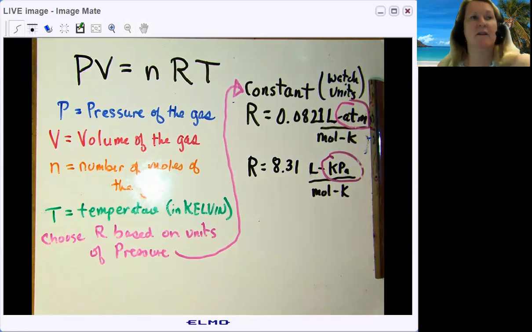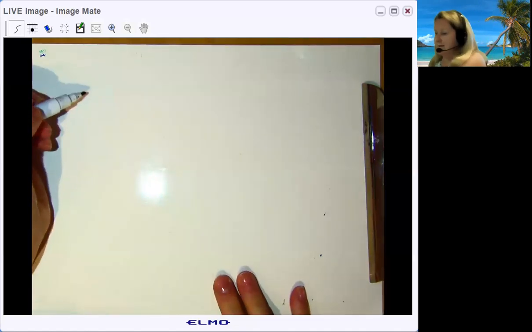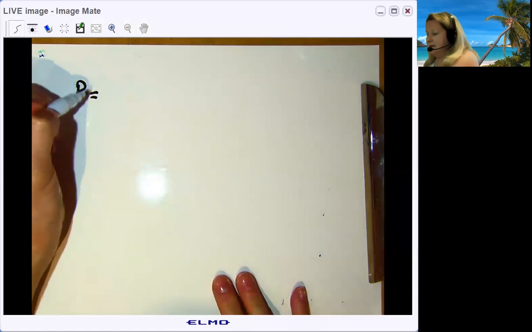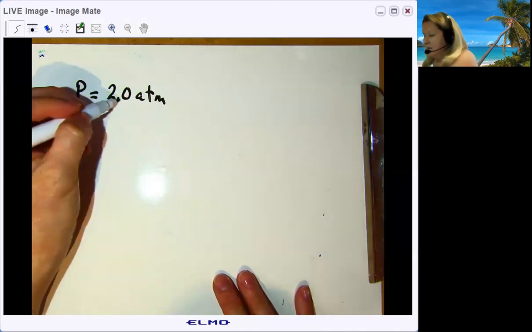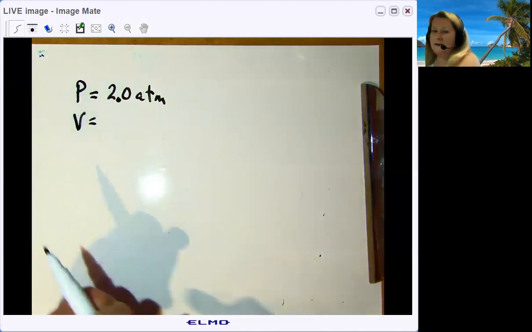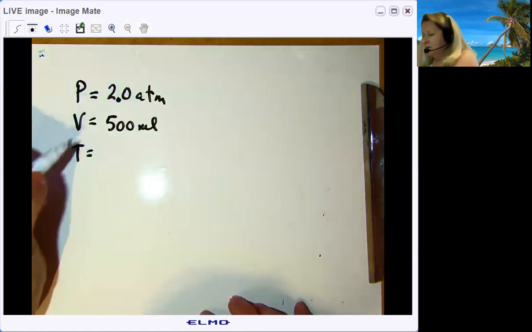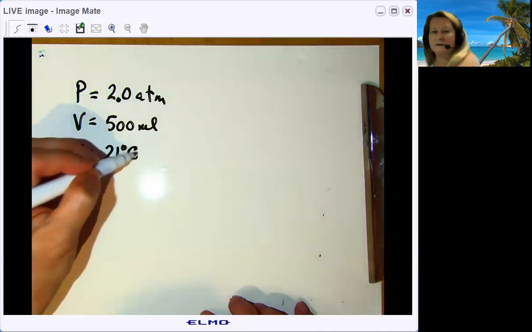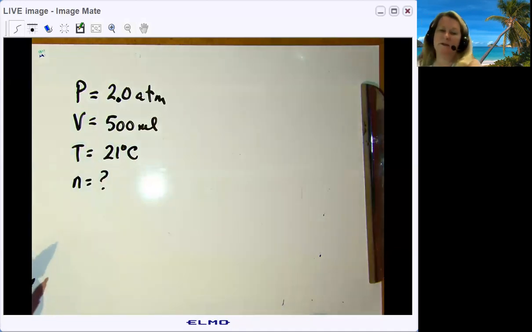Let's do a couple of problems with this. Let's start off simple. Say I give you a gas and I tell you the pressure of the gas is 2 atmospheres, the volume of the gas is 500 milliliters, and the temperature of the gas is 21 degrees Celsius. If this is an ideal gas following the ideal gas law, how many moles of the gas do I have?